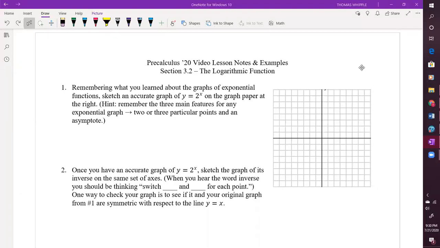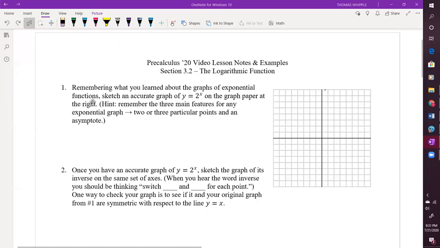So in this video, we're going to take a closer look at logarithms, specifically asking if we can consider them as functions and exploring them as functions. There is a video lesson notes and example sheet that might be a good way to take notes in this video. So we'll just start off here with number one.